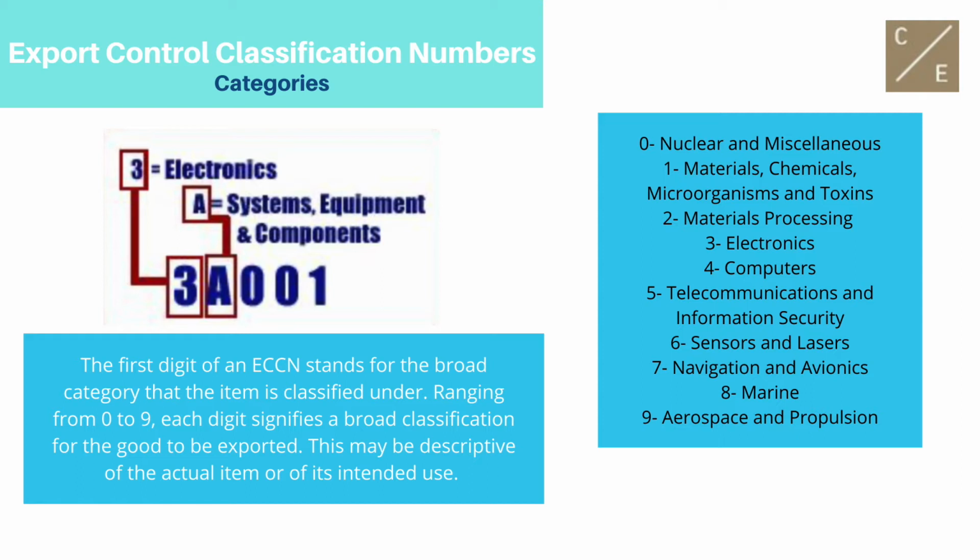0 is nuclear and miscellaneous. 1 is materials, chemicals, microorganisms, and toxins. 2 is materials processing. 3 is electronics. 4 is computers. 5 is telecommunications and information security. 6 is sensors and lasers. 7 is navigation and avionics. 8 is marine. And 9 is aerospace and propulsion.